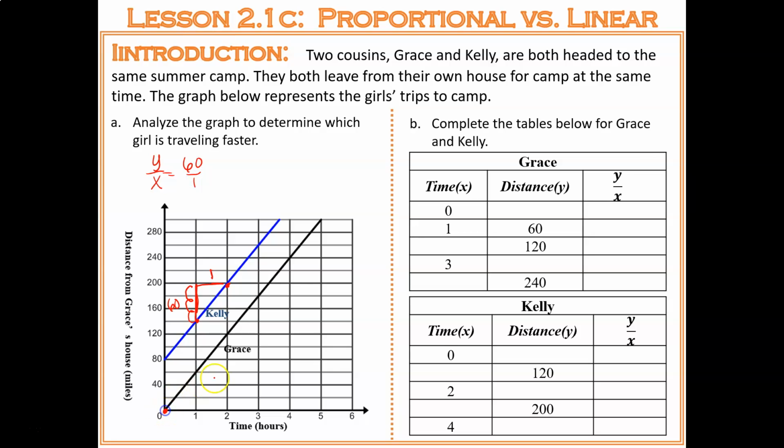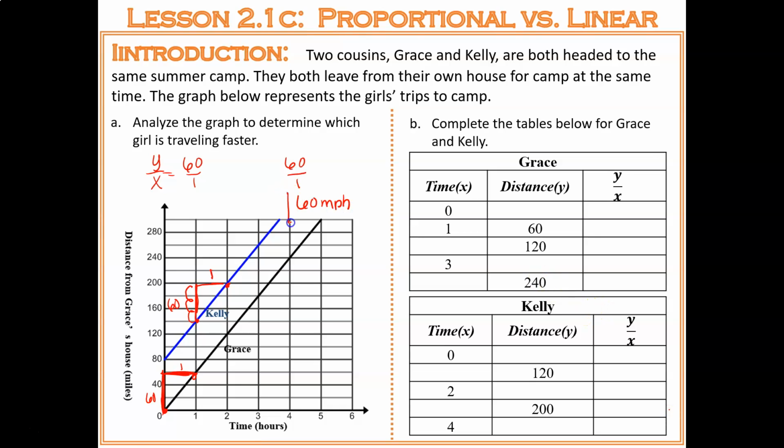So let's look for two good points on Grace's. So we did this on the IXL. So you're going to go up 20, 40, 60 over 1. It's y over x again. And then Grace is also 60 over 1. So even though those graphs start at different places, they both still are going 60 miles per hour.